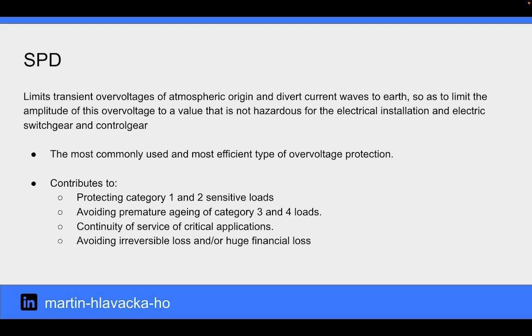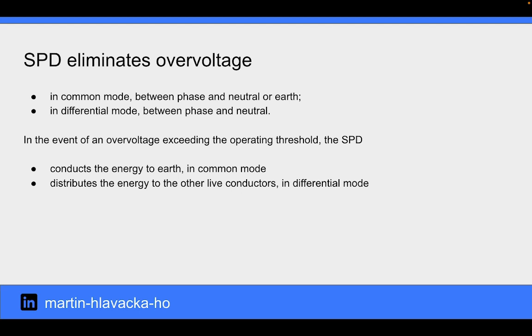SPDs are the most used and most efficient type of overvoltage protection. They are designed to protect sensitive category 1 and 2 loads and to prevent premature aging of category 3 and 4 loads. SPD eliminates overvoltage in both common mode and differential mode. In case the overvoltage exceeds the operating threshold of the SPD, it conducts the power to the earth or distributes the power to the other active conductors.